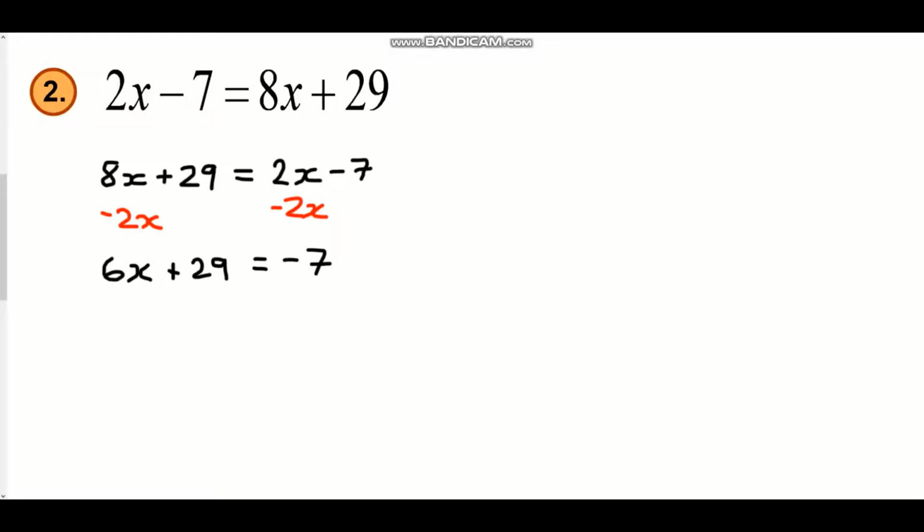Okay, then I'm going to work with my numbers, so I don't want a plus 29 on this side. I'm going to take that away, but in order to take away 29 from this side, I have to also take away 29 from this side to keep my equation balanced. So I'm left with 6x on the left-hand side, and minus 7, take away another 29, I'm going to go further into the negative numbers, is minus 36.